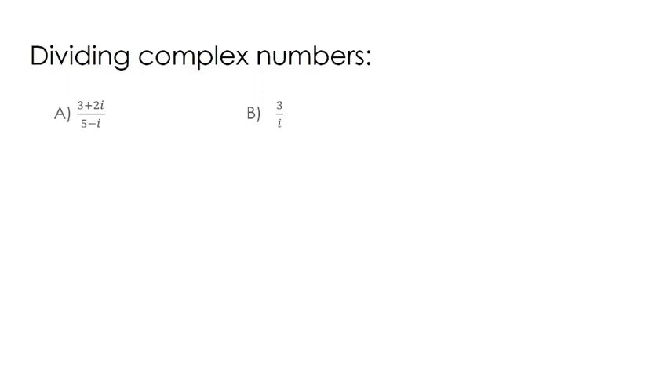So right here, we have 3 plus 2i over 5 minus i. It's not considered simplified if we leave an i in the denominator. If we leave our denominator as imaginary or complex, that is not considered simplified. And so what we're going to do is we want to rewrite this number in an equivalent form that does not have an i in the denominator.